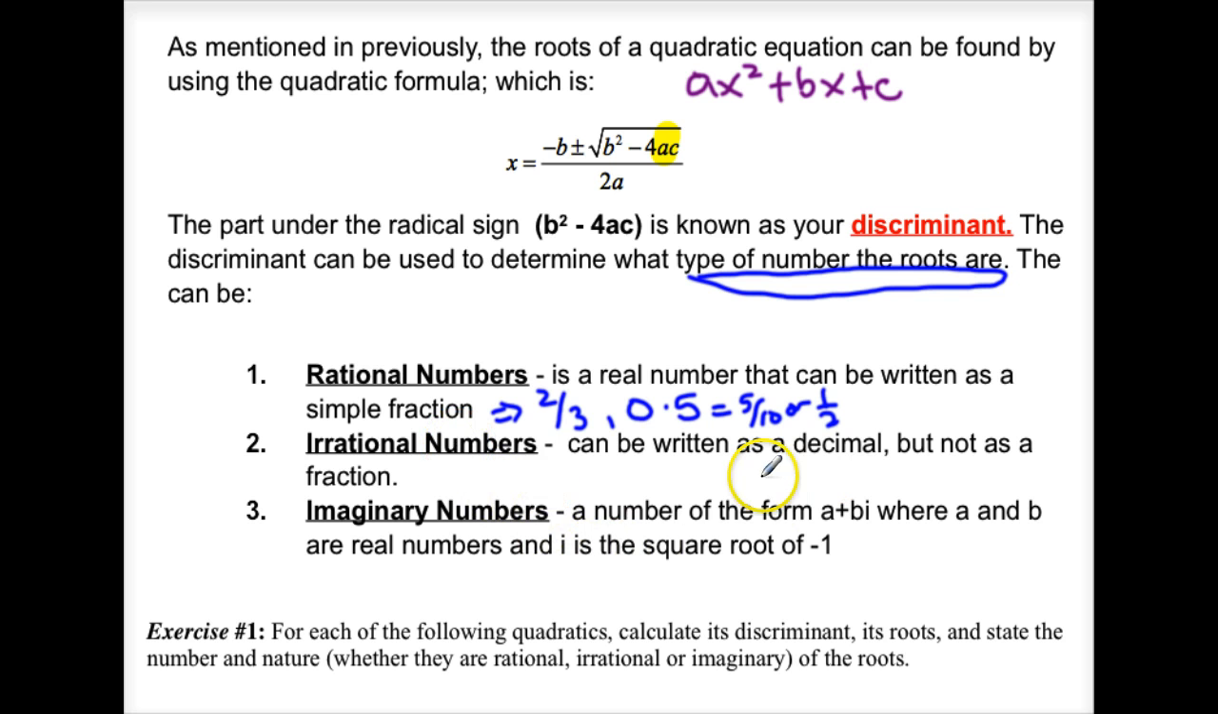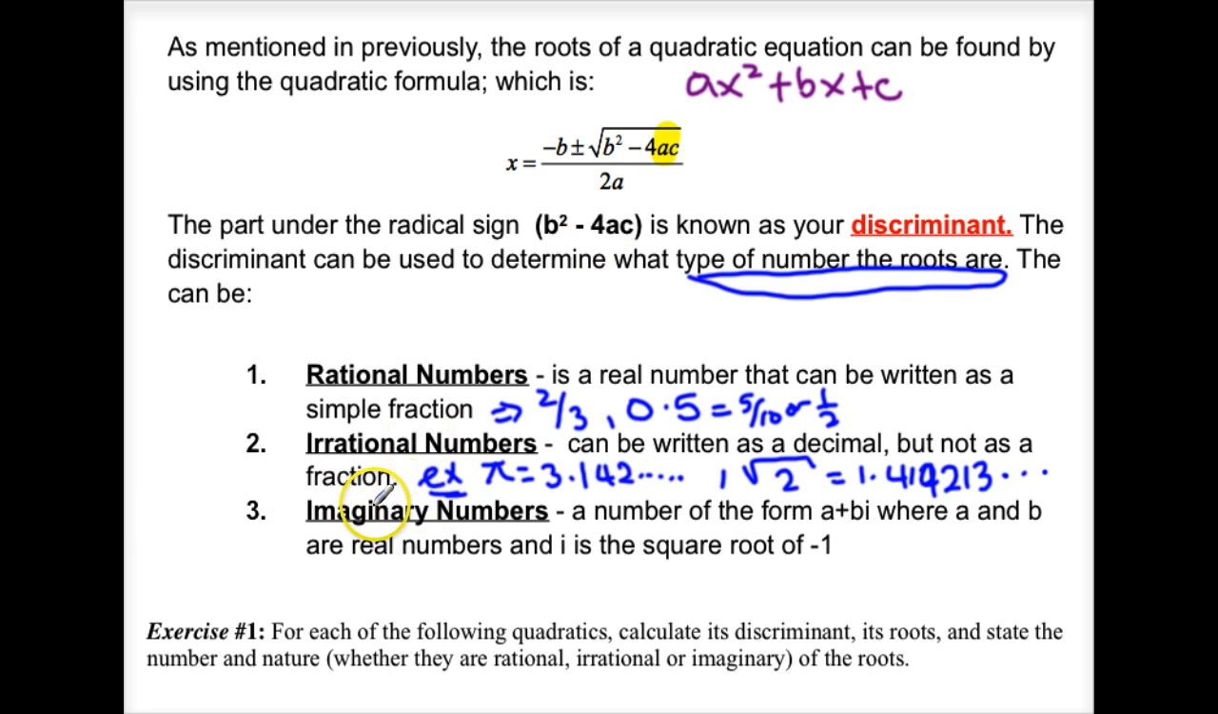Irrational numbers are numbers that can be written in decimal but not as a fraction. An example of this is pi. We know pi is 3.142 and it keeps going. Another example is the square root of 2, or any number that's not a perfect square. The square root of 2, if you check it on a calculator, is 1.414213, and it keeps going on and on.